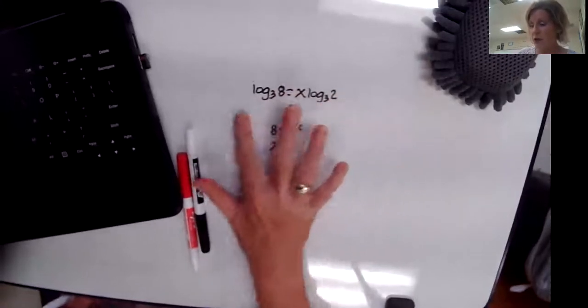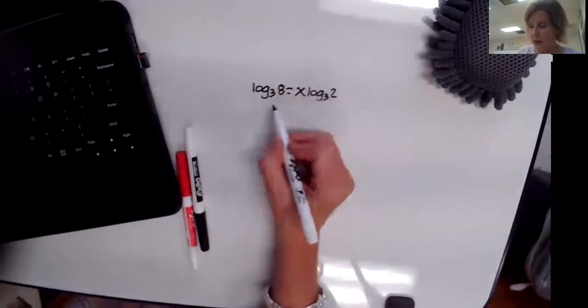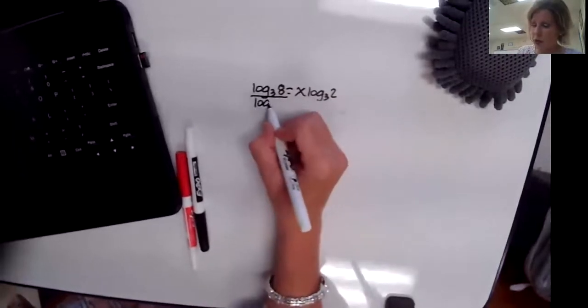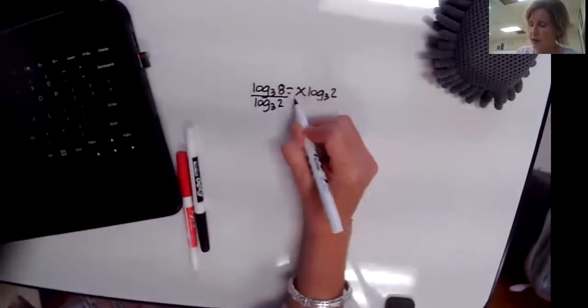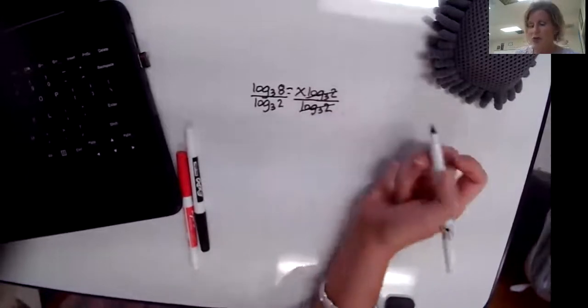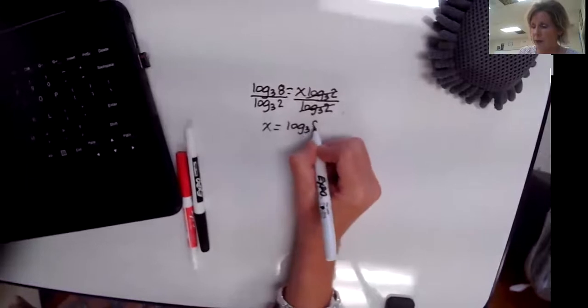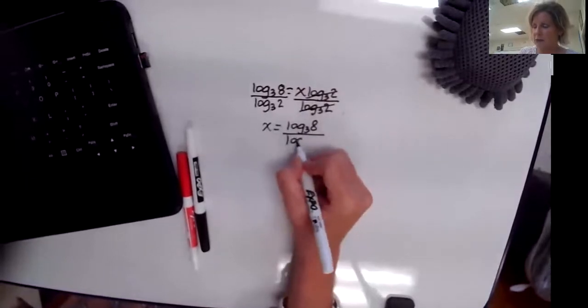Now let me show you the other way you could work this. Well, this is just x times a number. So couldn't you just divide both sides by log base 3 of 2? Algebraically, that should seem okay because those just cancel. It's absolutely okay. Log base 3 of 8 over log base 3 of 2.